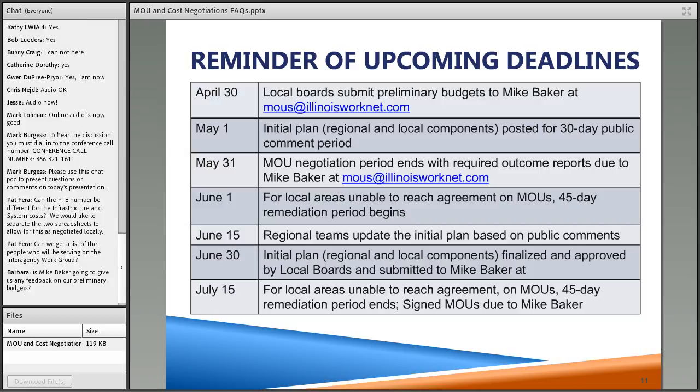In the middle of June, the regional teams will be updating the plans based on the public comments received during the public comment period. By June 30th, the initial regional and local components of the plan are finalized, approved, and submitted again to Mike Baker. And then by July 15th, local areas that were unable to reach agreement, that 45-day period comes to a close, and for those areas that did reach agreement, the MOU is due again to Mike Baker by July 15th.